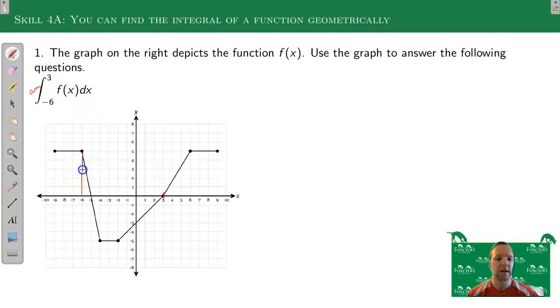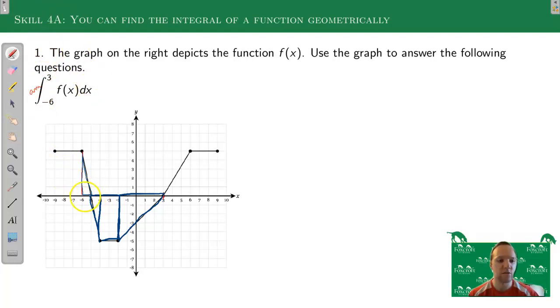So right at the start, I have this triangle that I can find. And then after that, I have another triangle here. I have a rectangle here, and a big triangle all the way to the end. Breaking these up into individual shapes is going to help you find this.